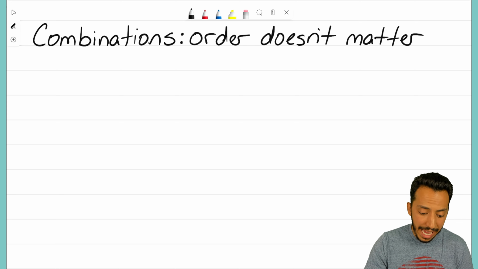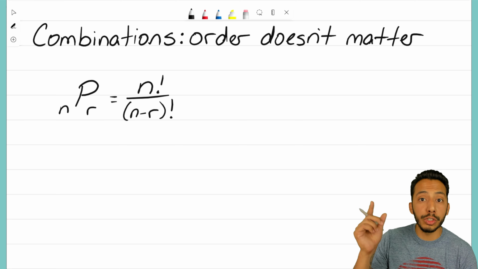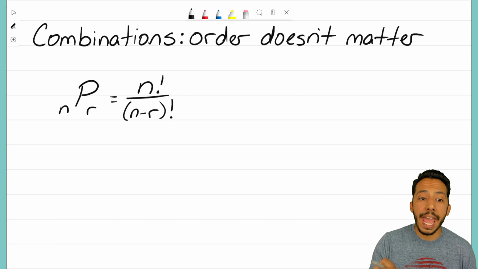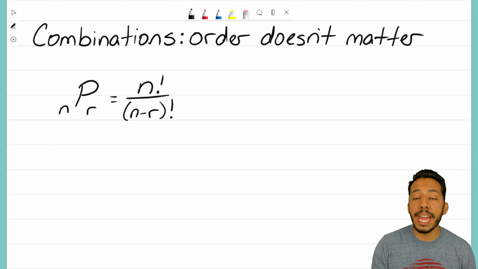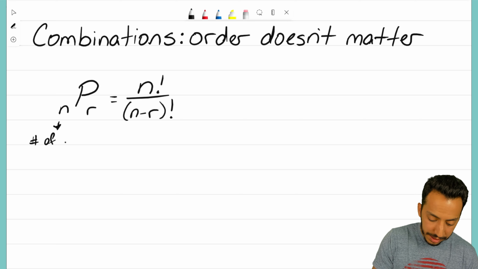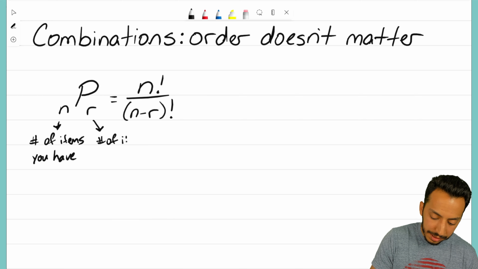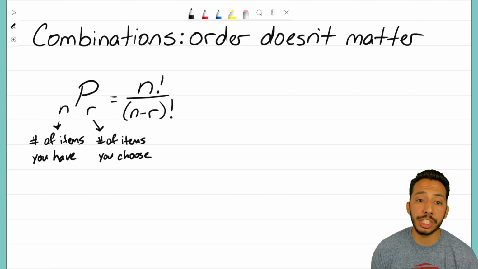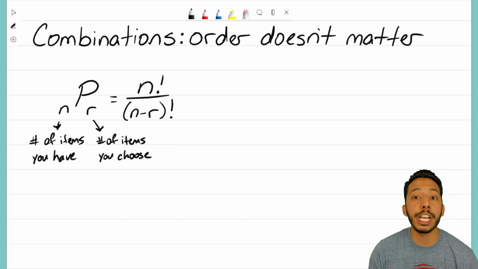Now, what's really nice is that we have a formula for permutations. We learned it in our permutation video. If you haven't seen it yet, I would go check that out first. It's nPr, and it equals n factorial over n minus r factorial. Remember here that n tells us the number of items you have, and r represents the number of items that you choose. And what's nice is the notation for permutations is the exact same notation that we're going to use for combinations. We just have to tweak it.